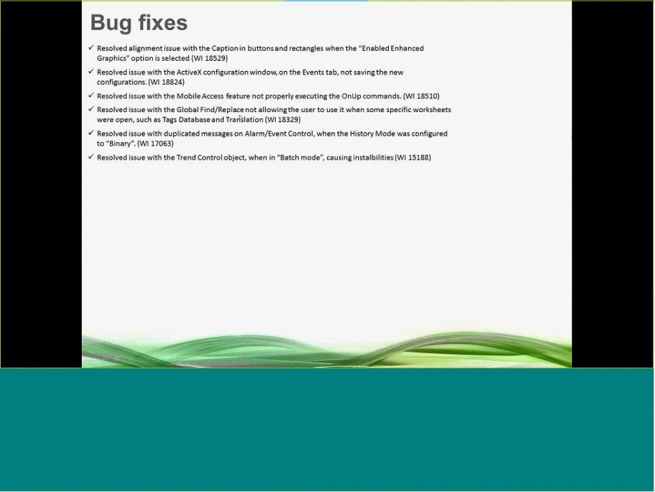Global find and replace, not allowing the user to use it when some specific worksheets were open. So that was improved. Duplicated messages on alarm event control in the history mode. So that was fixed. And the trend object, when in batch mode, was causing some problems. So that was fixed. So thank you for asking the question. Hopefully that covered everything. Yep, looks okay.